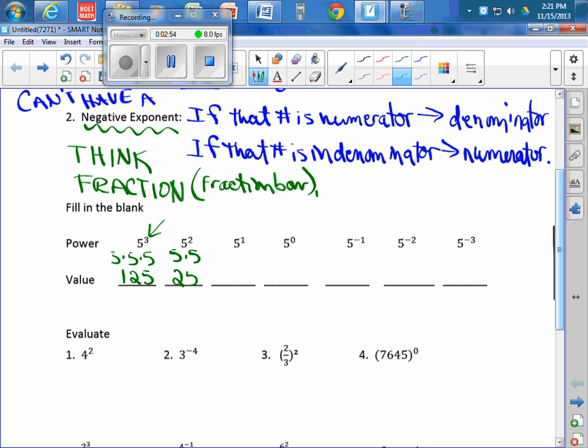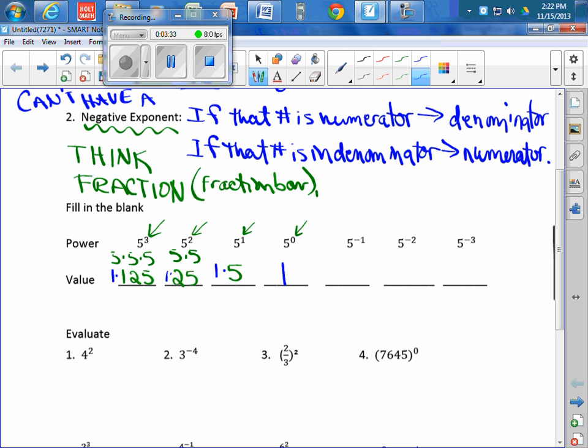You get 25. 5 to the first, and notice this is how many 5s I write down. I write down one 5 and I get 5. How many 5s am I going to write down here? No 5s, but what other factor do I have? And here's what I mean by this. Isn't 125 equal to 1 times 125? And 25 is 1 times 25, and 1 times 5 is 5, and I still have this factor of 1 to deal with. 5 to the 0 power is equal to 1.